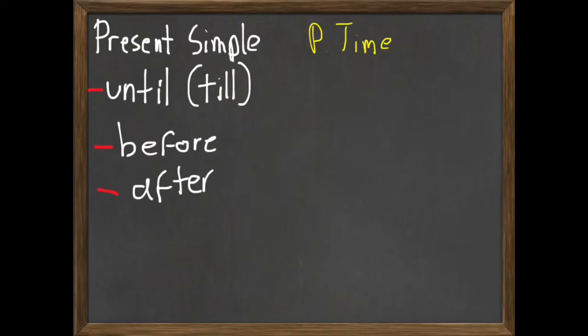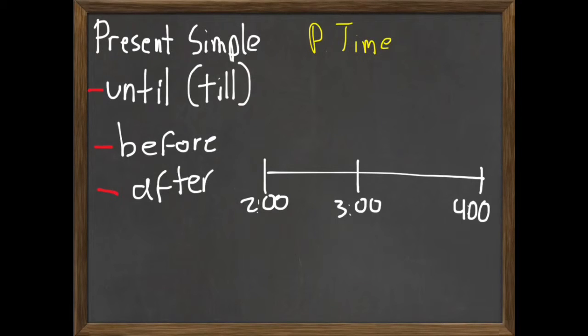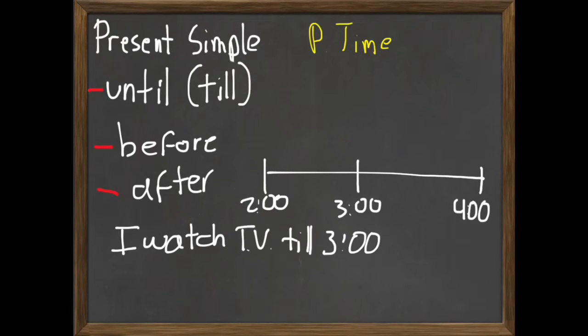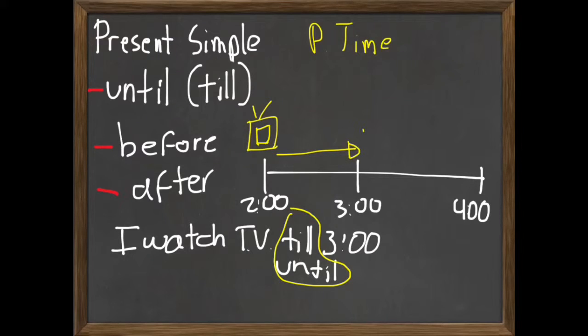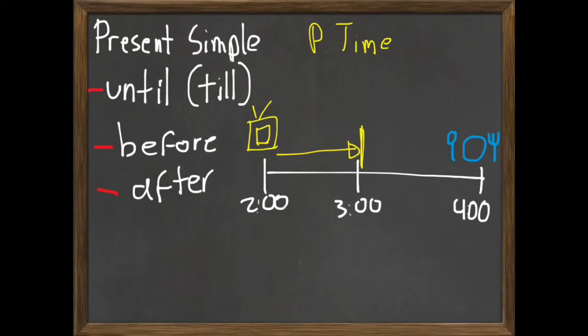Now let's look at 3 other prepositions of time. These are until, before, and after. For this, let's look at an example. I watch TV till 3 o'clock or until 3 o'clock. These both words mean the same thing. This means that I watch the TV and I stop at 3 o'clock until 3 o'clock.